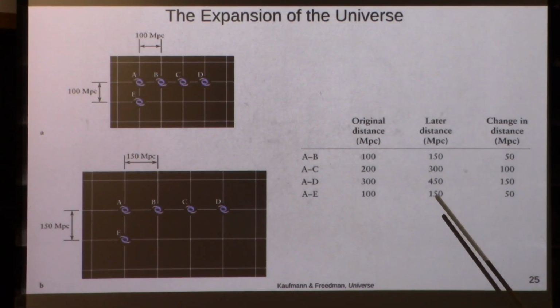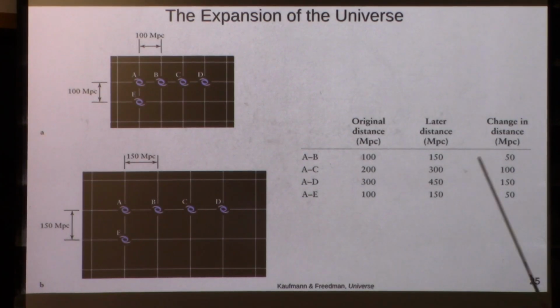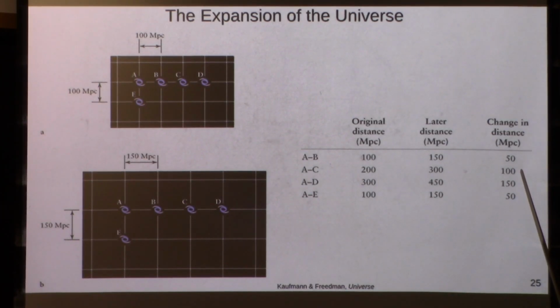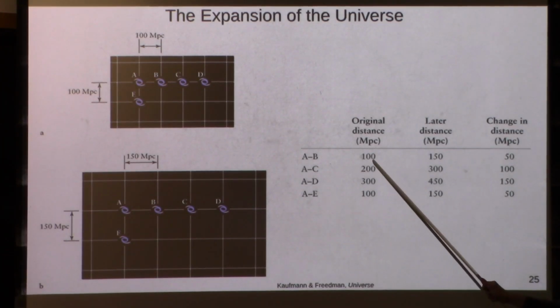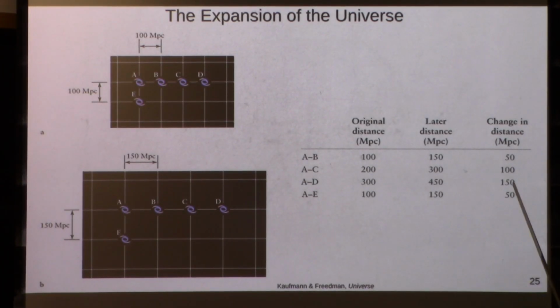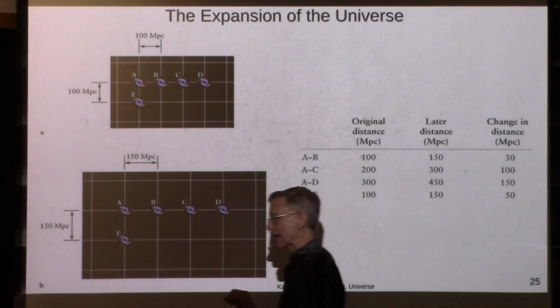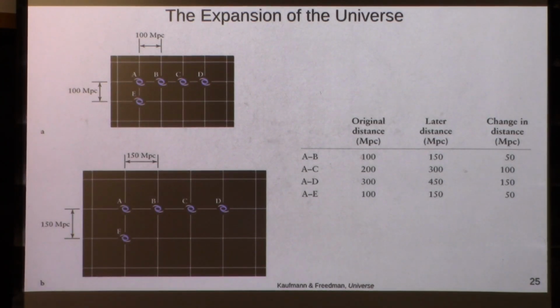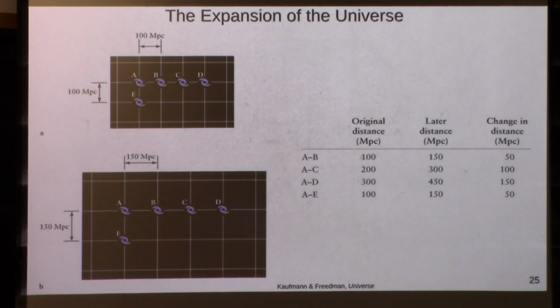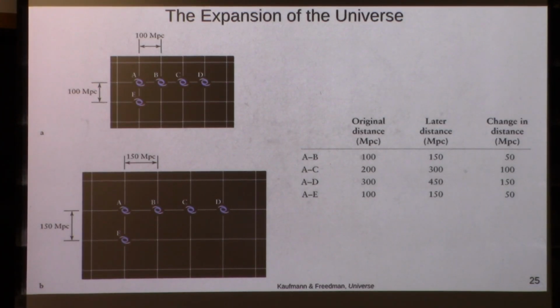The point being, A and C are twice as far apart as A and B, and the distance between them also changed twice as much in that same interval. A and D are 3 times as far apart at all times than are A and B, and the distance between them changed 3 times as much, 150 versus 50, during that interval. So if a galaxy is a factor times further away, the distance changes by exactly that same factor compared to a galaxy which is not that factor times further away, so to speak.